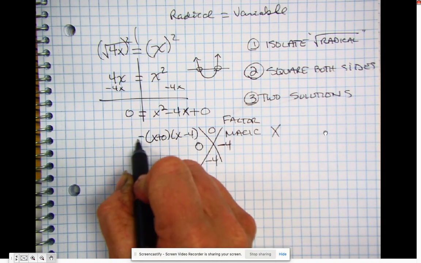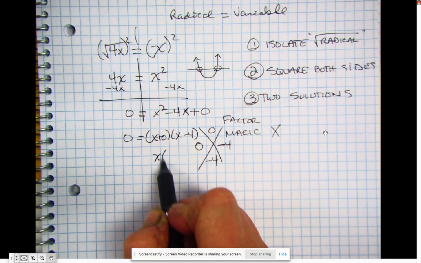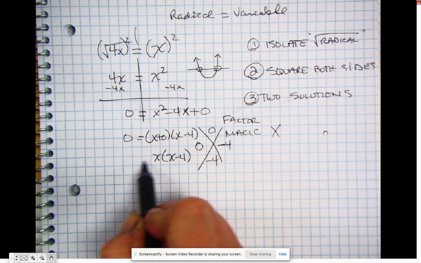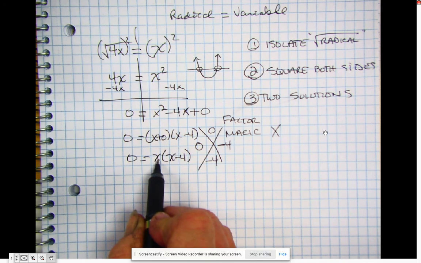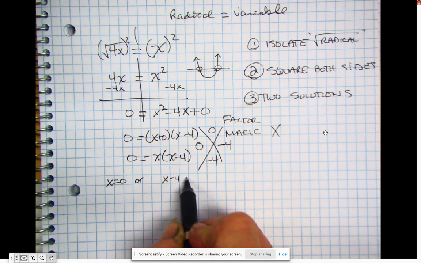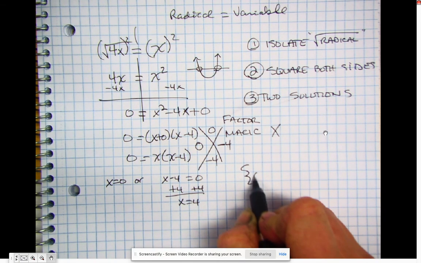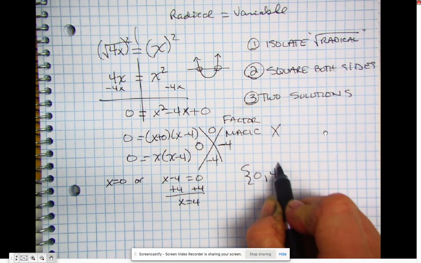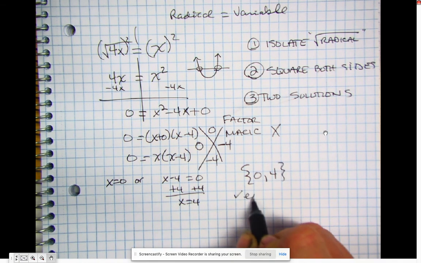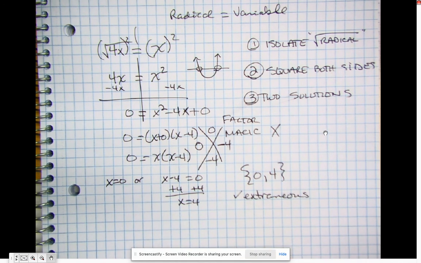I'll show you a shortcut in just a second. Okay, well, this x plus 0 is just x. So I end up with x times x minus 4. Okay, if this is 0, well, either x is 0 or x minus 4 is equal to 0. So I add 4 to both sides, and I get x equals 4. So my 2 answers are, one of them is 0, one is 4. When I check for extraneous, I've got to check both of them. Okay, so I'm going to check for both of them right now.